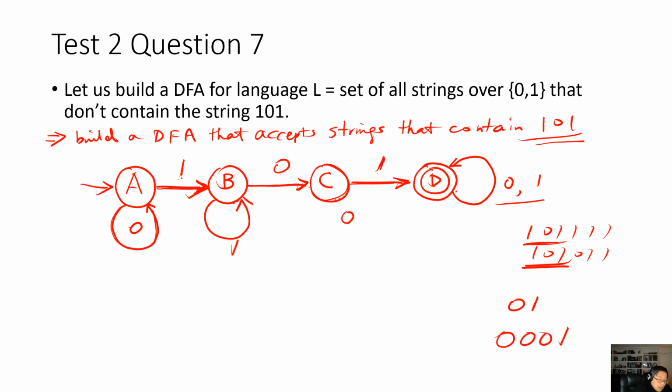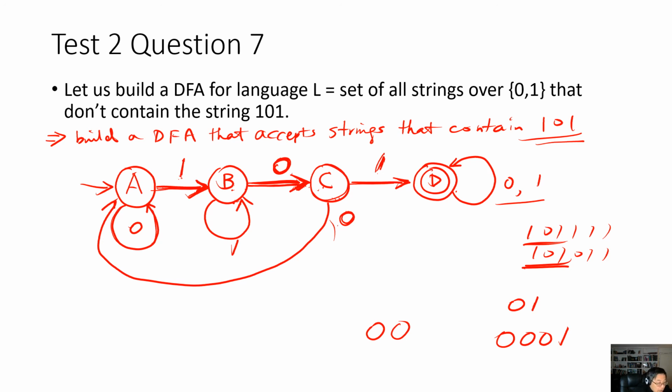If the next input is 0, that means we have a situation where the previous input is 0 and the next input is also 0, right? Because C is coming from B, so the previous input is 0. So if the next input is 0, then we need to rebuild the string. We have to go all the way back to A, so we can restart the process of building 101. I think that's the DFA that accepts strings that contain 101.